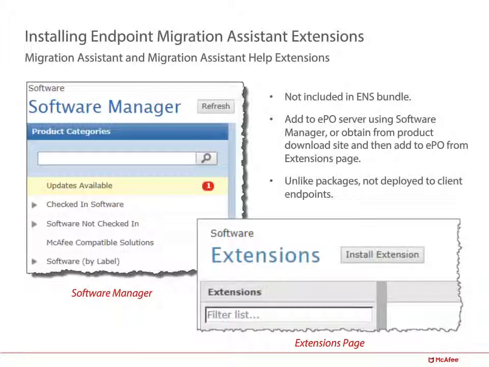Your first step is that you install the Endpoint Migration Assistant extension. You will see that there are two extensions. One is the actual Endpoint Migration Assistant extension, and then you'll have a help extension. As a reminder, these are not a part of the ENS bundle, so you do have to add them to your EPO server. I can use the software manager or I can manually add them. And these are not deployed to your client endpoints.